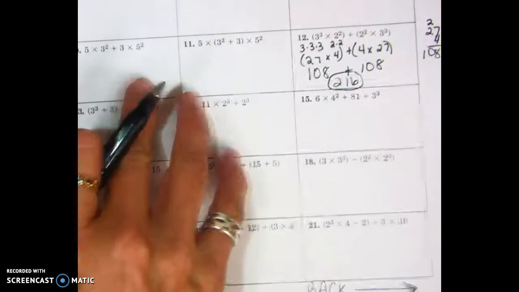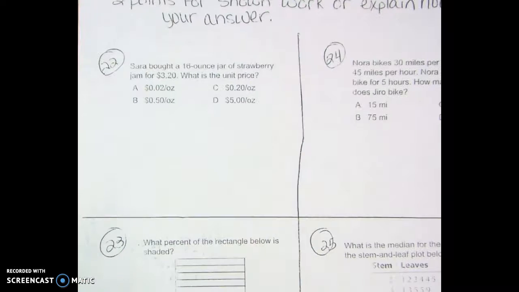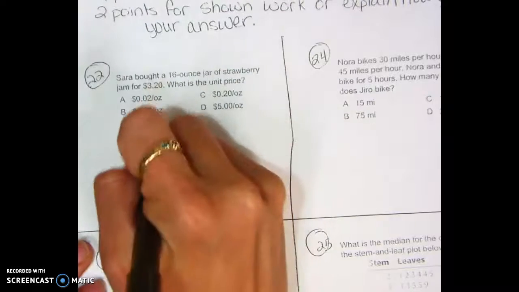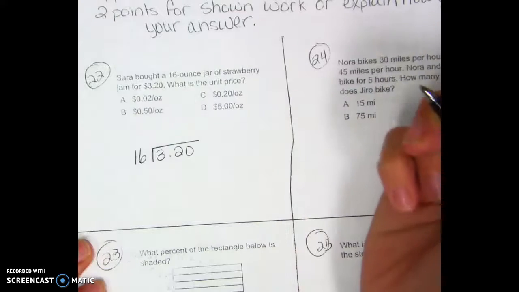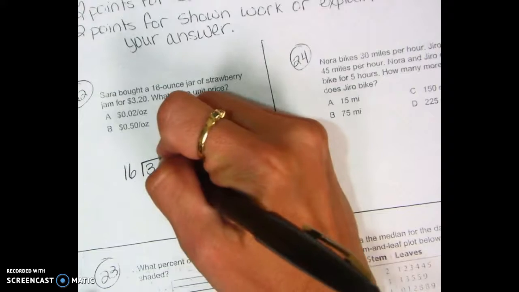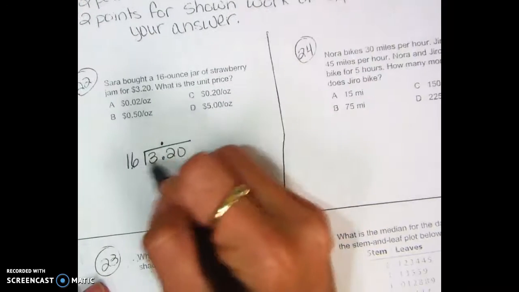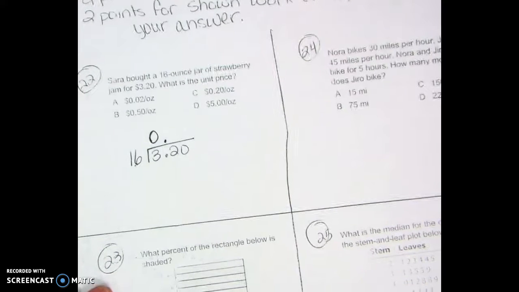Okay. All right, on the back. On number 22, Sarah bought a 16-ounce jar of strawberry jam for $3.20. What is the unit price? That means how much would it cost for 1 ounce? So we're going to take $3.20 and divide it by 16 to see how much it costs for 1 ounce. So put your decimal point straight up in the answer. 16 won't go into 3. And then finish working that out.